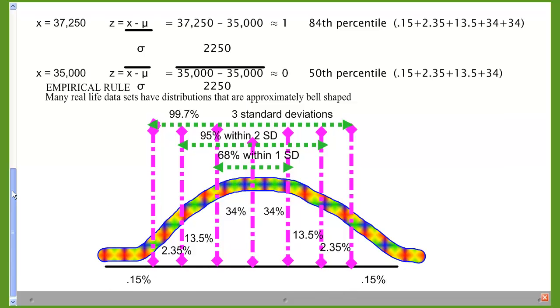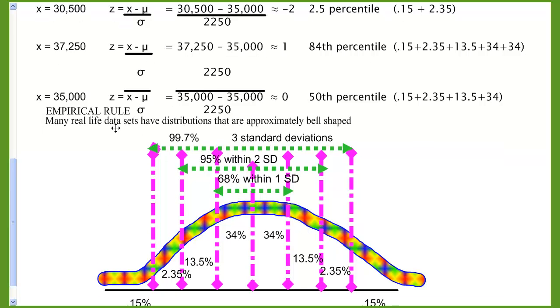I'm running out of time, so I'm kind of hurrying with this, but anyway, for -2, two standard deviations below would be 0.15 plus 2.35, which is here. If I want to go to one standard deviation, a positive one, that's here, so I add up everything that's below that one, and that's those numbers. And then I want to go to the 50th percentile, which is here, and I add up the four numbers that are below the 50th percentile.